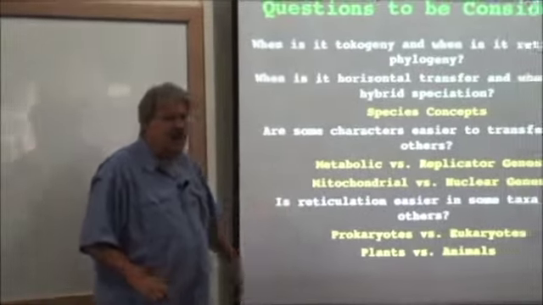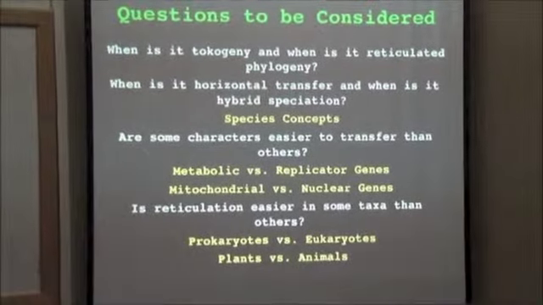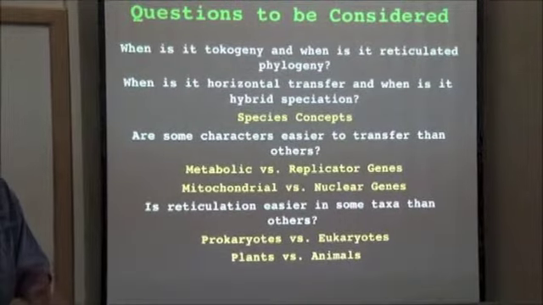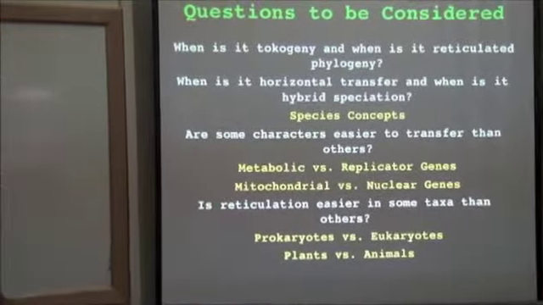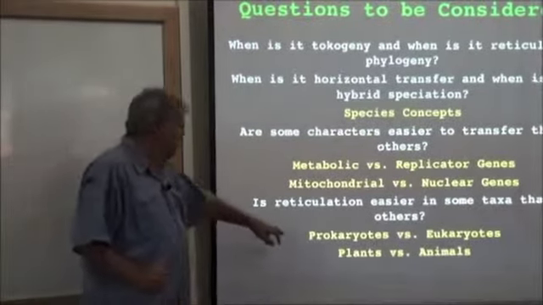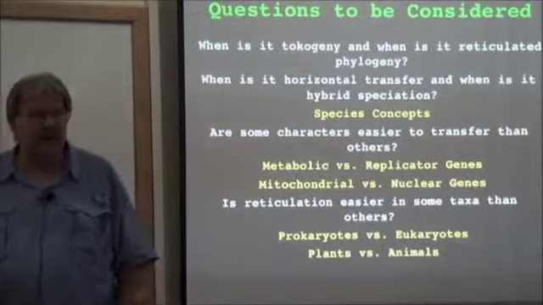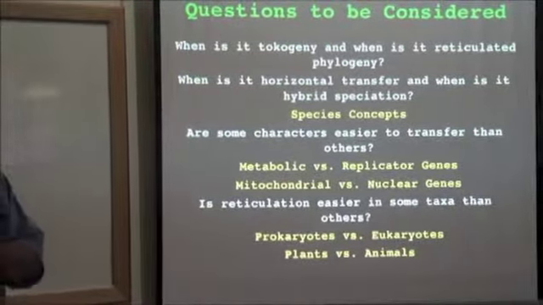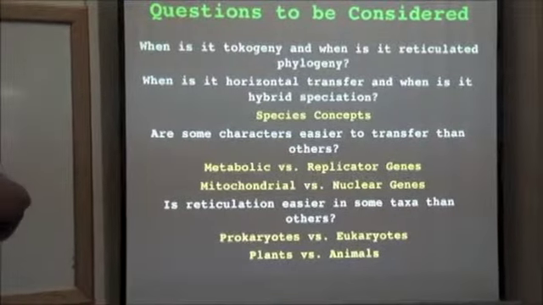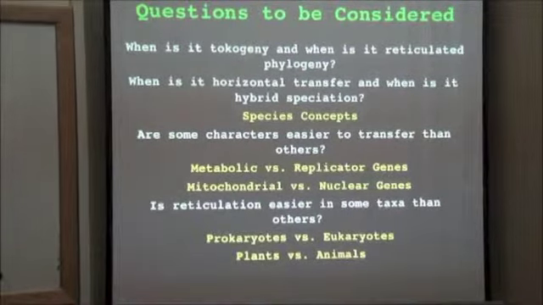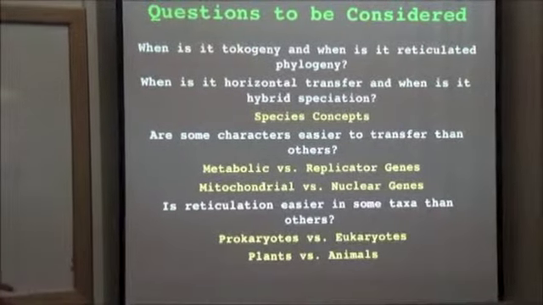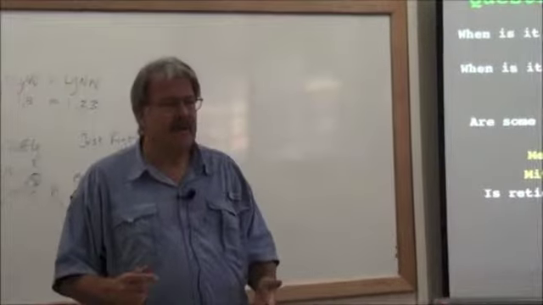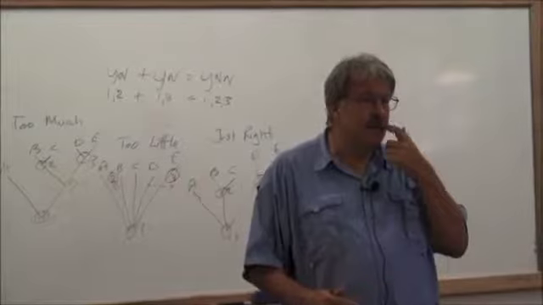So we need to ask whether or not reticulation is easy in some groups. We need to ask whether reticulation has happened more often in some groups that we think it never happens in. We need to ask about differences between prokaryotes and eukaryotes. And that goes back to the metabolic replicator gene thing. Because right now there's this strong belief that prokaryotes don't have a phylogeny. They're just a big soup of exchanging genes. Whereas, yeah, eukaryotes have a phylogeny. Okay? Well, both of those positions are probably partly wrong.